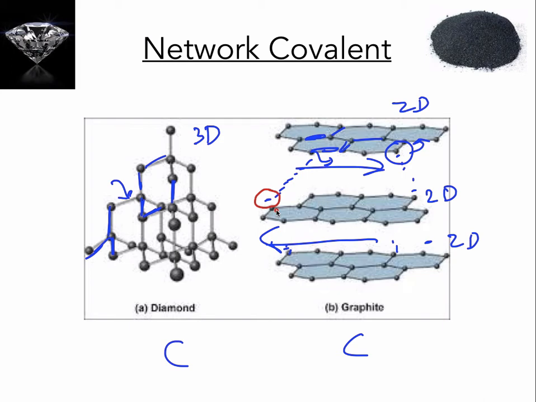Okay, so the network covalent is going to have the highest melting point, and we really only see this with elements or compounds of carbon and compounds of silicon, which have 4 valence electrons. Remember that 4 valence gives it a lot of bonding flexibility.